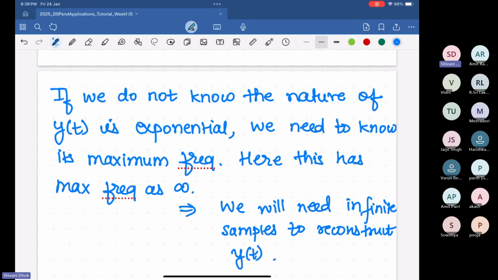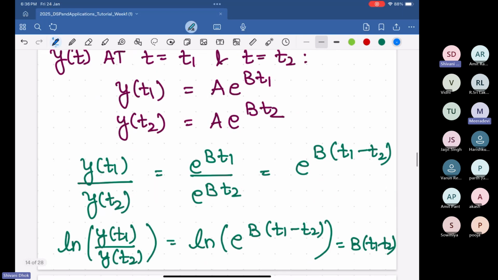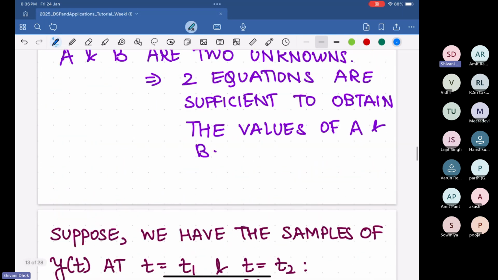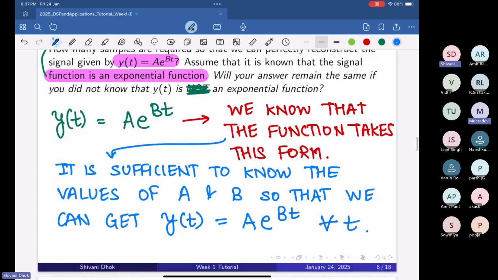In that case, it is not necessary to find the values of A and B. Just by seeing the equation itself, we can say. No, no. We want to reconstruct this y of t. I didn't understand your question. Can you please repeat it? You found the values of A and B. Yes? So what is the need for finding the values of A and B here?